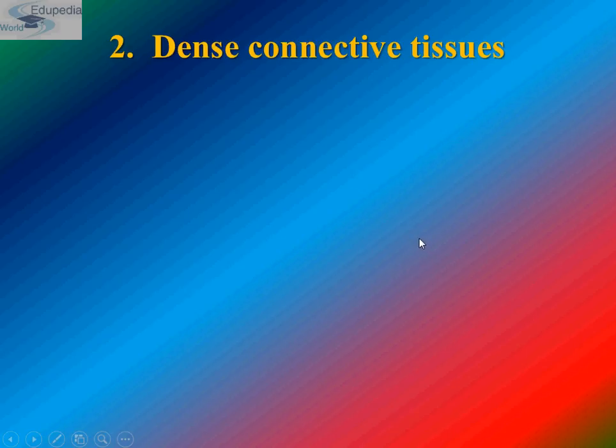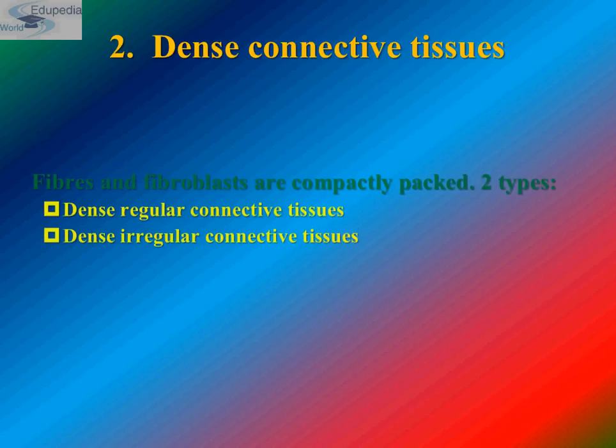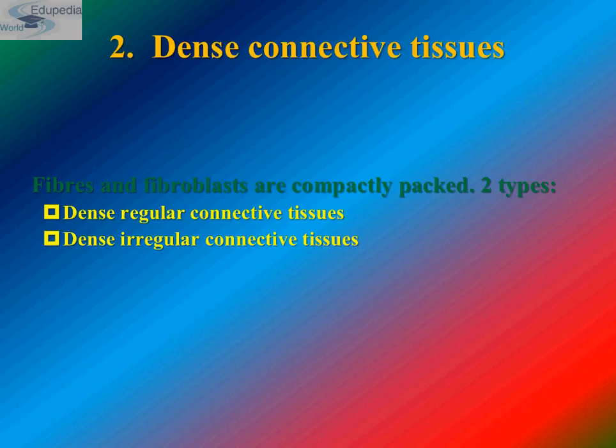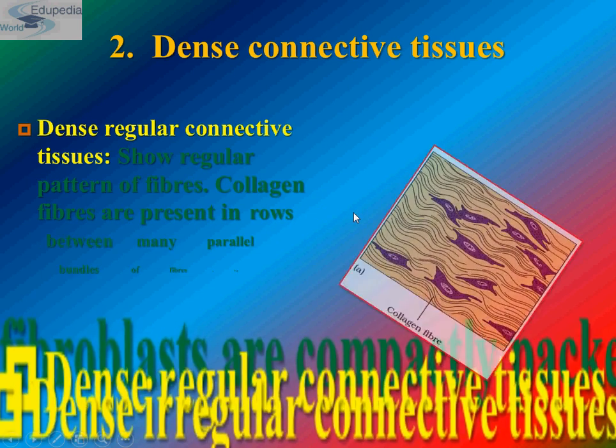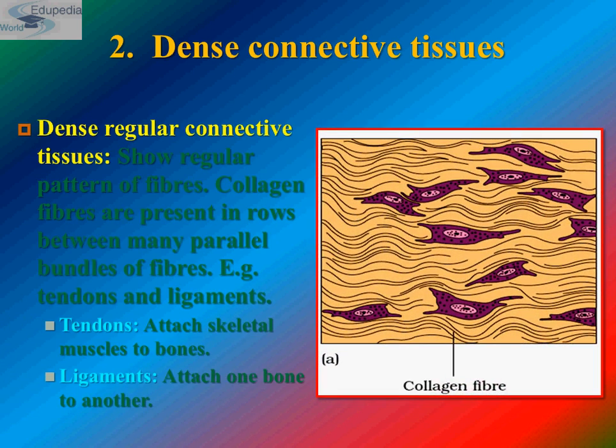Now comes dense connective tissue. Fibers and fibroblasts are compactly packed in the dense connective tissue, and it has two types. First is dense regular and second is dense irregular. It is on the basis of the orientation of the fibers, which show a regular or irregular pattern, and that's the reason they are called dense regular or dense irregular tissues.